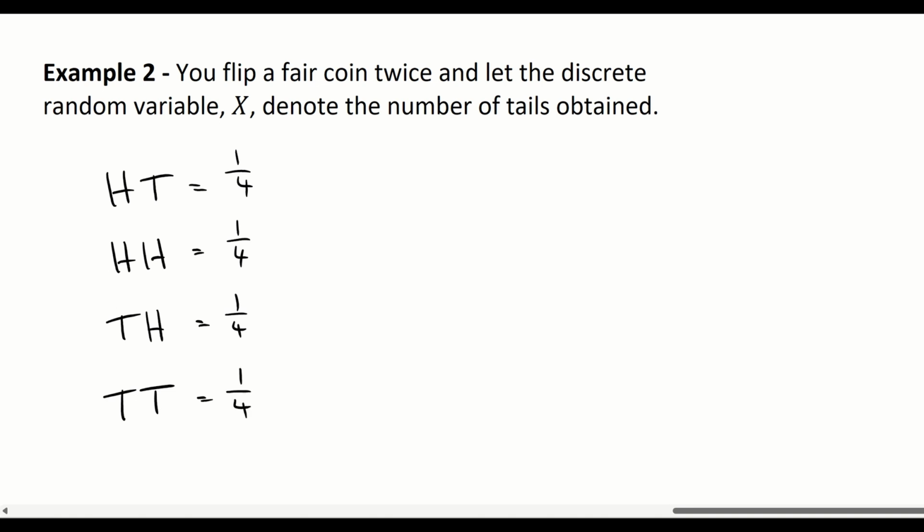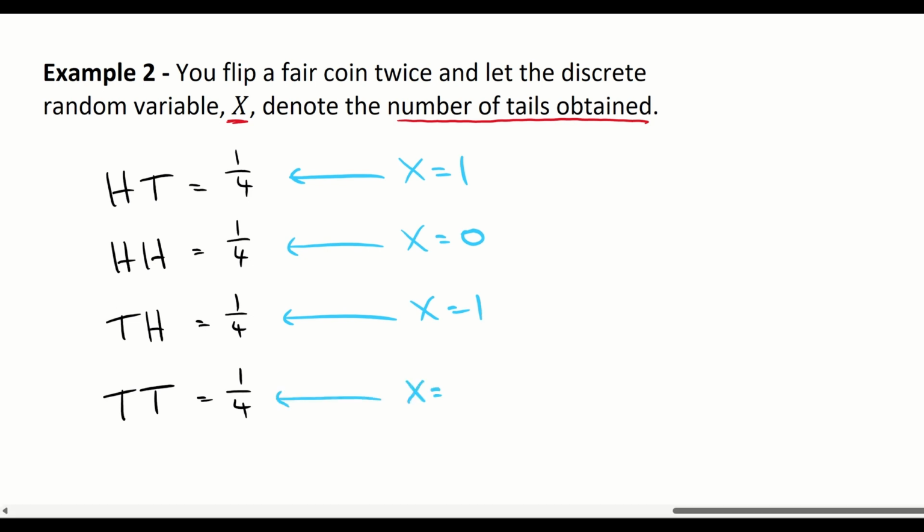But notice the question says, let the random variable x denote the number of tails that are obtained. So if we look at our first example, so this one here, if we got a head then a tail, then x would be 1 because we've obtained 1 tail. Here we got no tails, so x would be 0. Here we got a tail and then a head, so we got 1 tail, so x would be 1. And here, both tails, x would be 2.